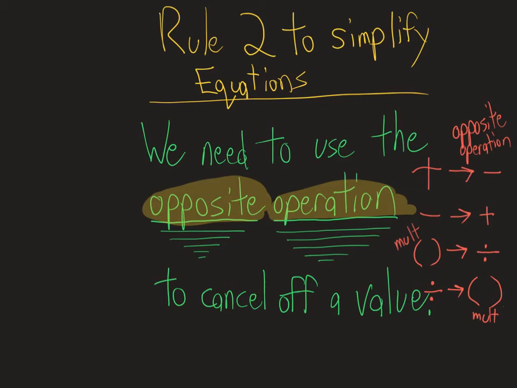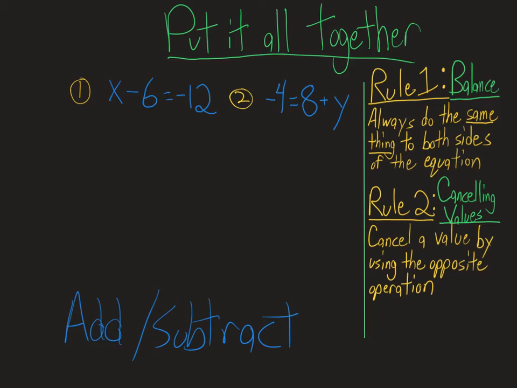If you were adding a value, you need to subtract that back off. If you were to be multiplying a value, you would need to divide that back off of the answer to see what that x was before it was changed. All right. We've got our 2 rules right here on the right. Let's apply those and start solving some equations. Rule 1, balance. Make sure we're doing whatever we do to both sides. And then number 2, we'll cancel values by using the opposite operation.